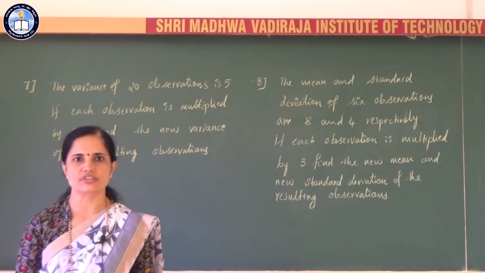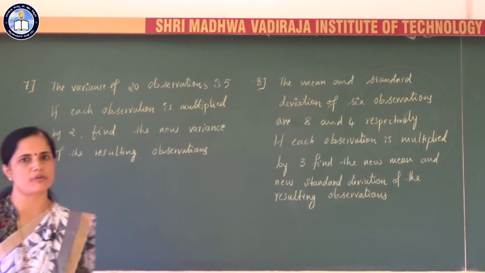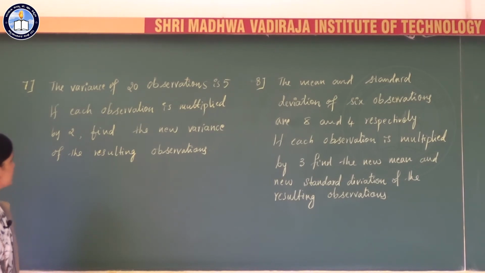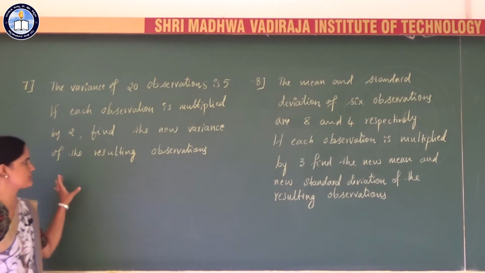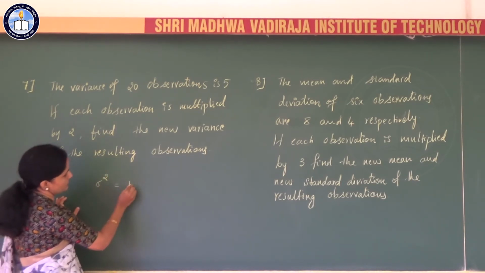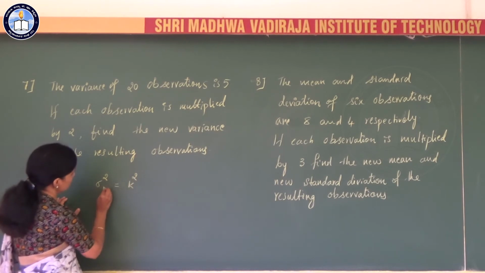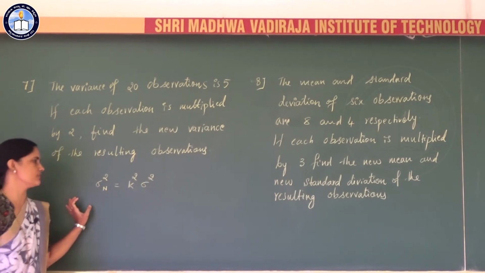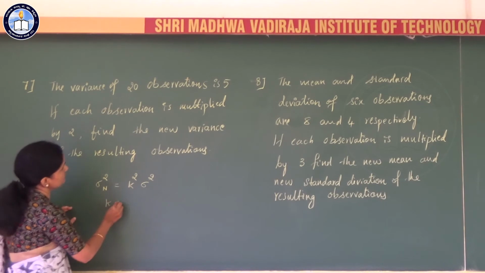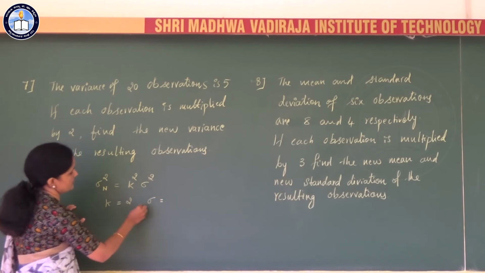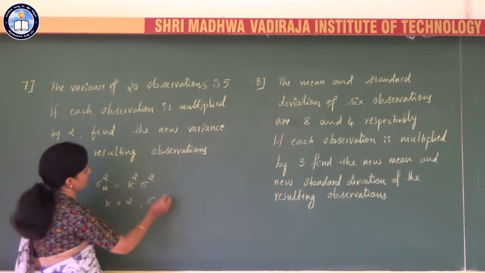So let us discuss these two problems based on that formula. Read the problem first. The seventh problem is: the variance of 20 observations is 5. If each observation is multiplied by 2, find the new variance of the resulting observations. You know the formula. The new variance, I will take it as sigma n squared, is equal to k square into the previous variance, that is sigma square. Here k is the number by which it is multiplied, so k is equal to 2. The previous variance is equal to 5.